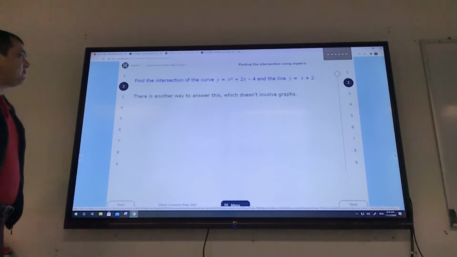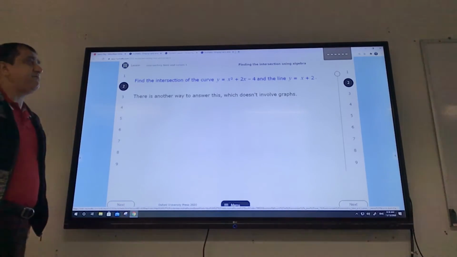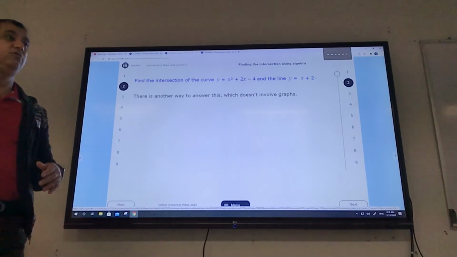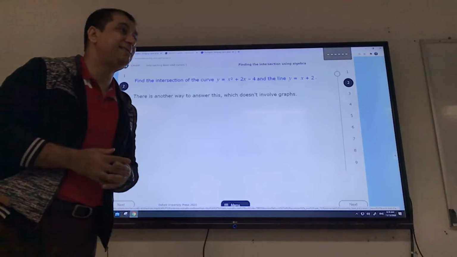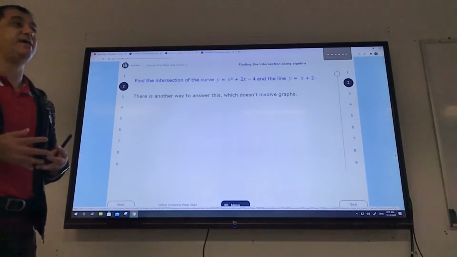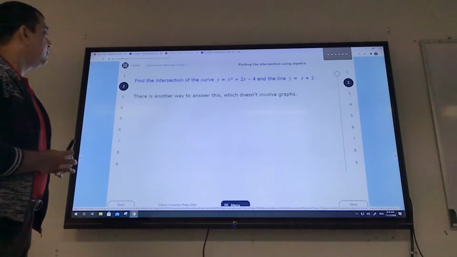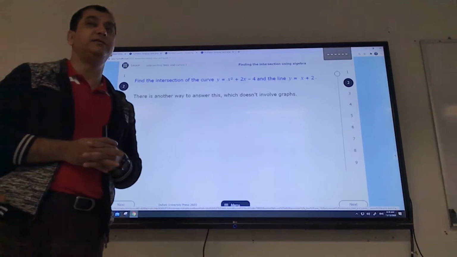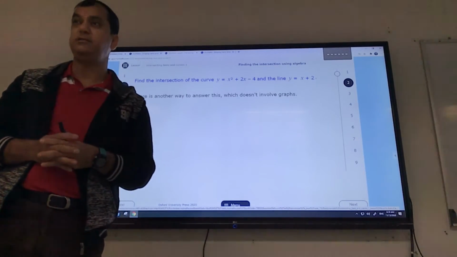Now, there is another way to answer this which doesn't involve a graph. There is a way which is not using a graph, and that way is called the algebraic method. So solving or finding the intersection point algebraically, by using algebra, right?